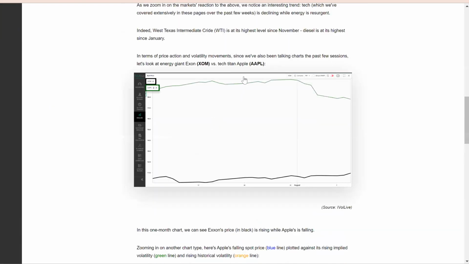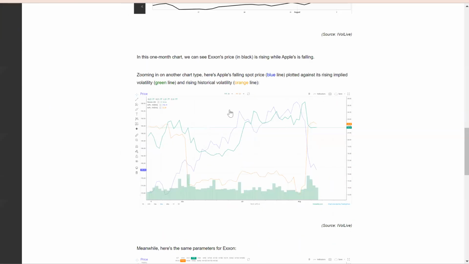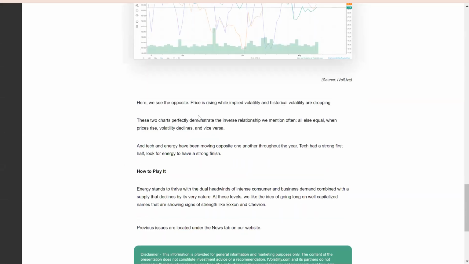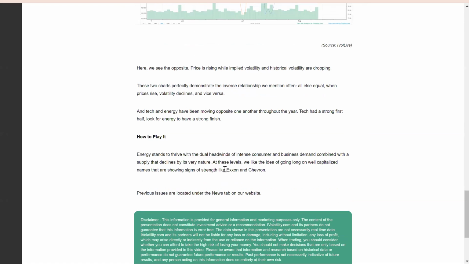Tech is something we've been writing a lot about, and we'll use Apple in our examples today. And then we go through and show how to use the IVolLive tools to analyze potential trades, and our conclusion down here was Exxon and Chevron are looking rather interesting.